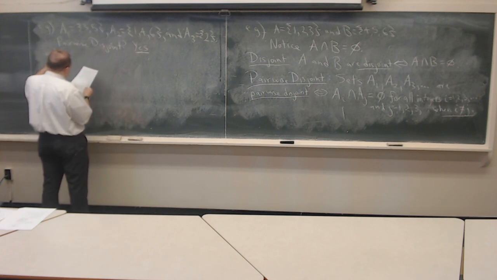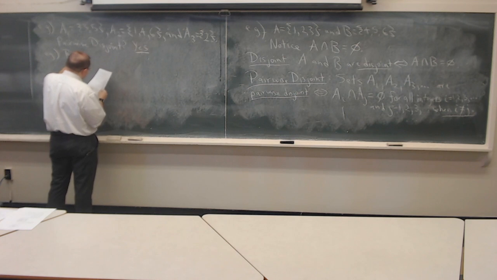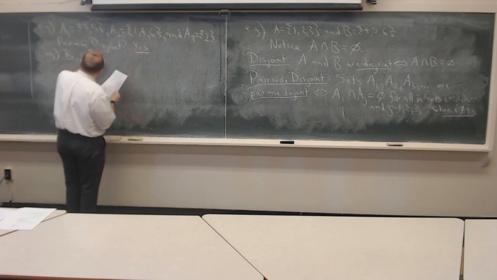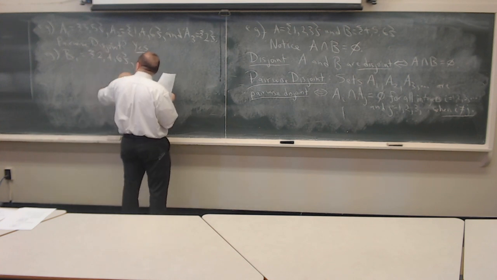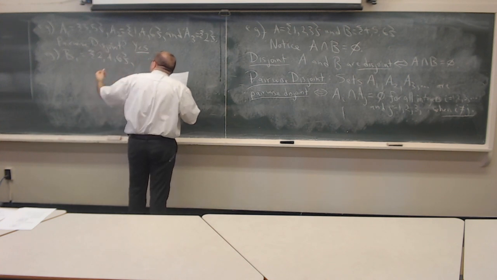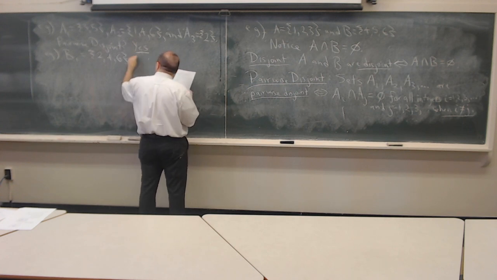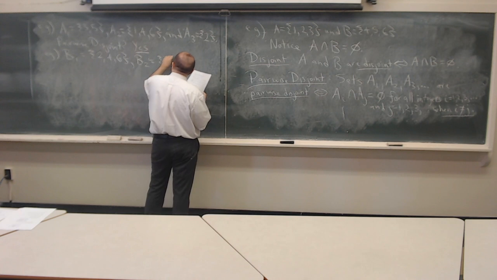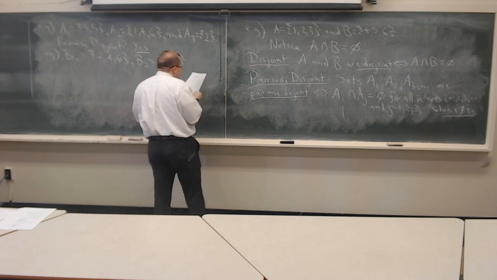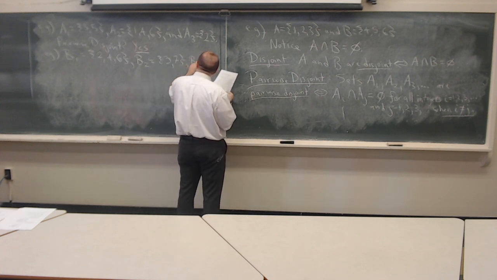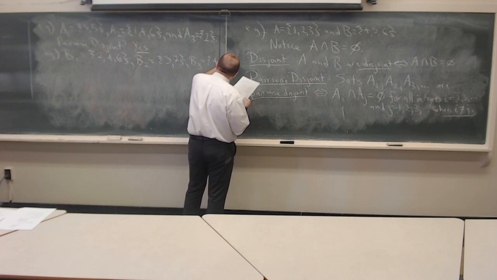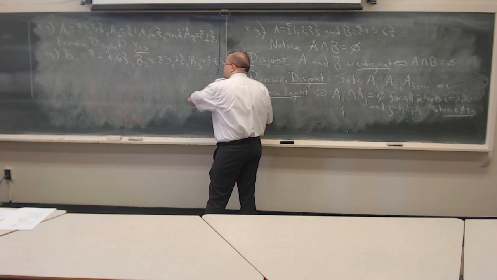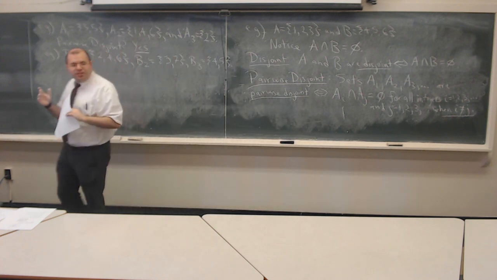How about this example? Here's one I did come up with. I think it's kind of cute. B sub 1 is going to be the set with elements 2, 4, and 6 in it. B sub 2 is going to be the set that contains elements 3 and 7. And B sub 3 is going to have the elements 4 and 5 in it.